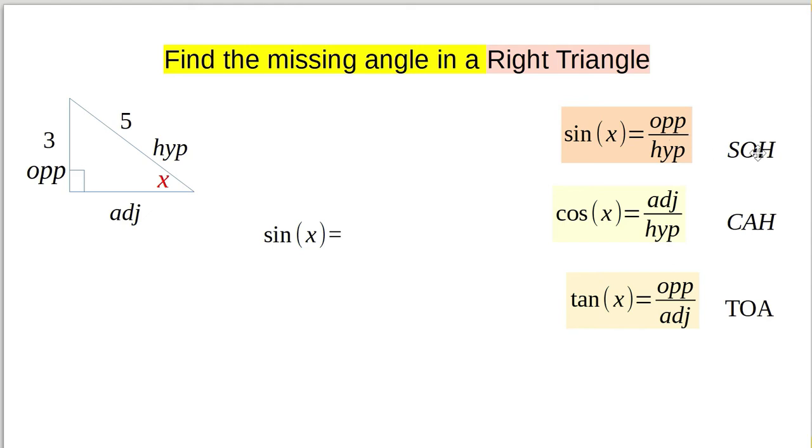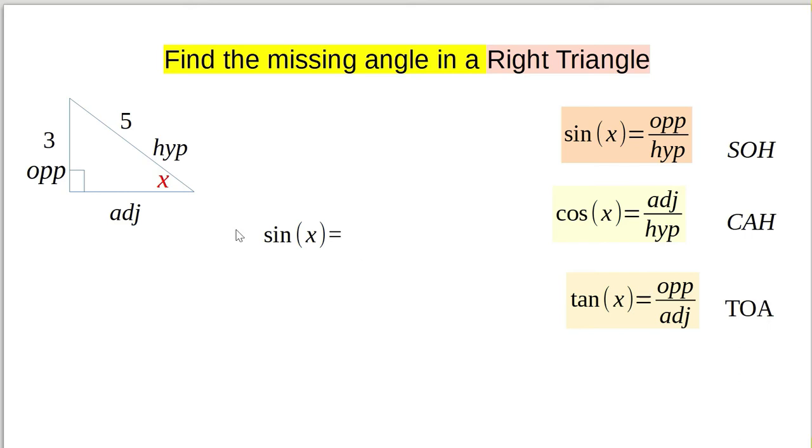You can remember this formula by SOH CAH TOA. SOH is sine is equal to opposite divided by hypotenuse, CAH, cos, we have adjacent and hypotenuse here, TOA, tan, opposite divided by adjacent. It comes from the beginning of the words, to help you remember the formula.